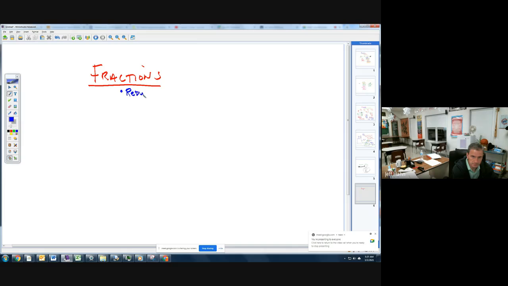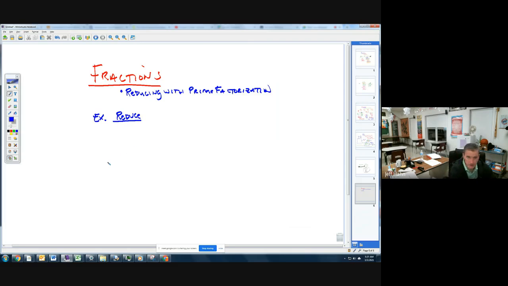Reducing with prime factorization. Now let me give you an example first and then we'll actually talk about it here. So example, the book will tell you to reduce, and notice it will tell you to use prime factorization here.